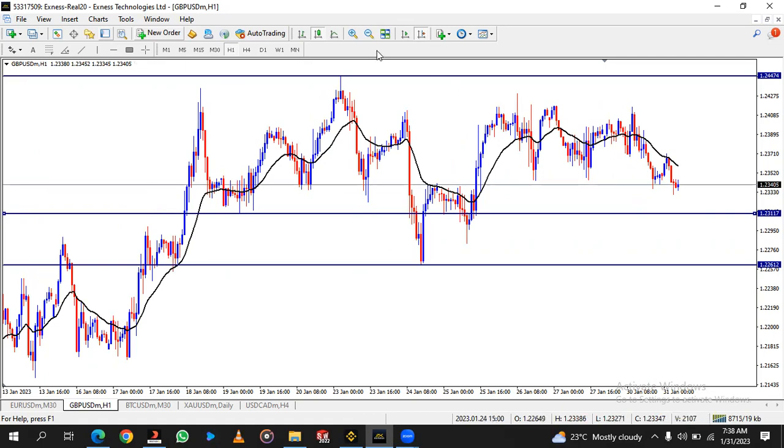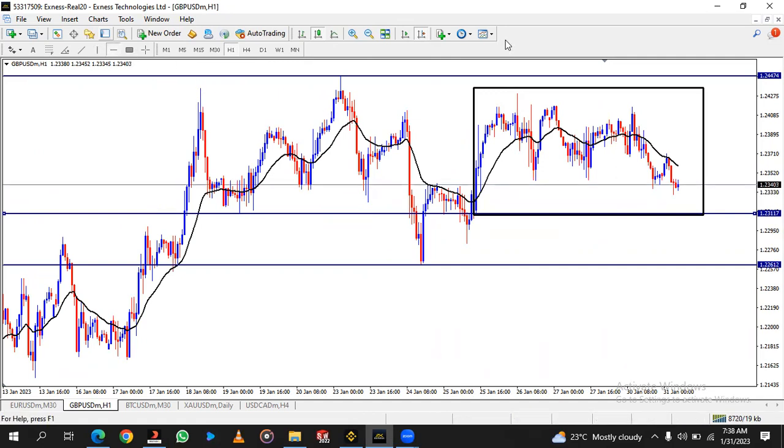That is it. Except we want to make use of this smaller BOS and trade inside the internal structure. This is the internal structure from this point.